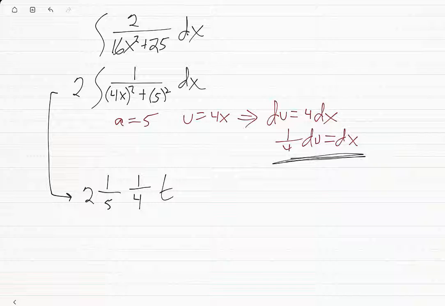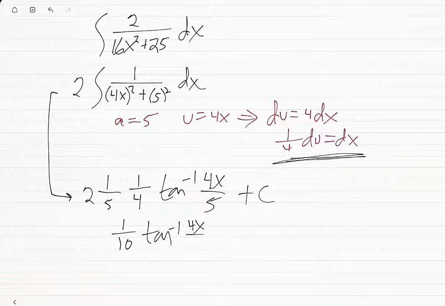And then, everyone I think had this inverse tangent, 4x over 5 plus c. But when you multiply the 2 times the 1/5 times the 1/4, you're going to get a 1/10 inverse tangent 4x over 5 plus c. So this is just a little tightening up problem. Most of you had 2/5 inverse tangent 4x over 5. I just wanted you all to see that it's not a 2/5, it's really a 1/10.